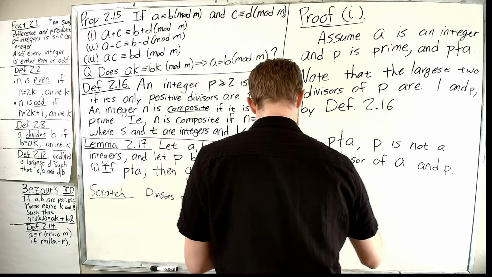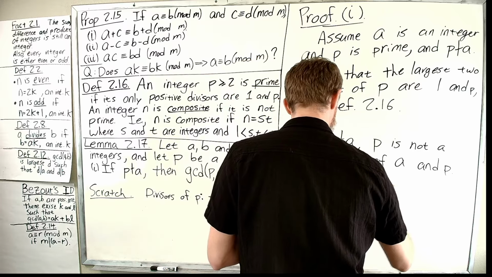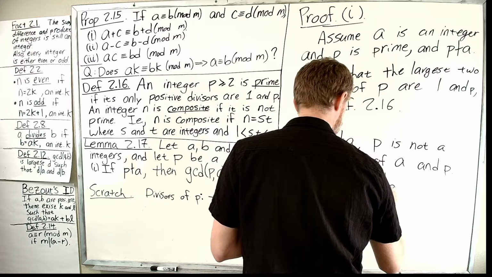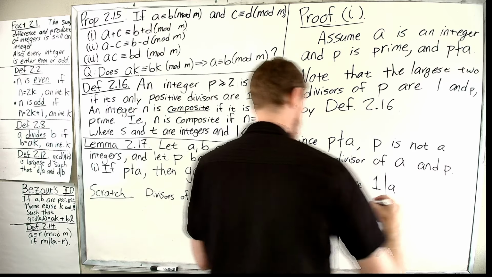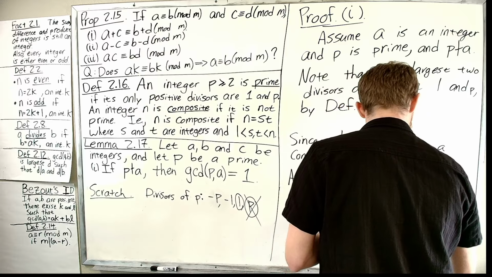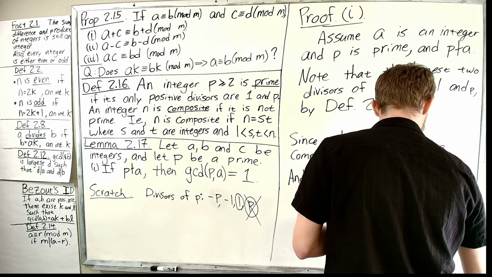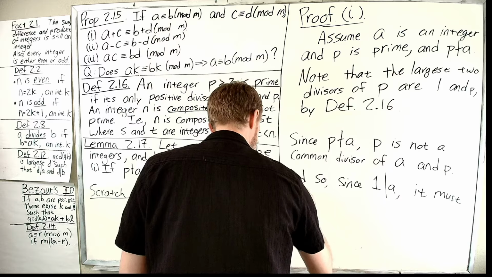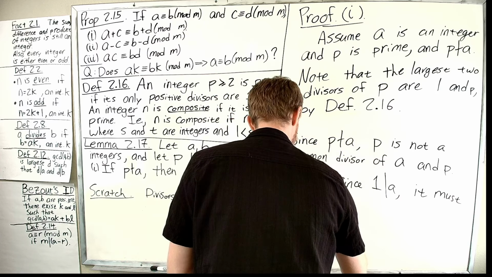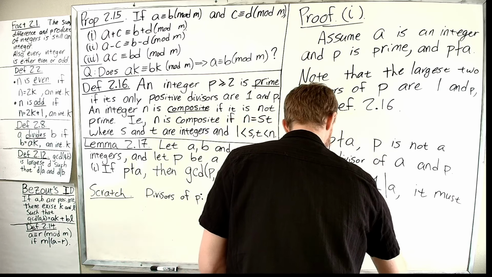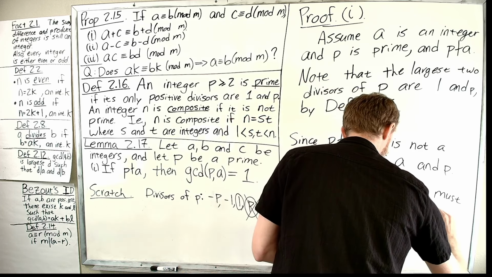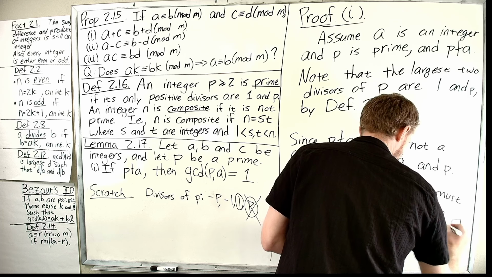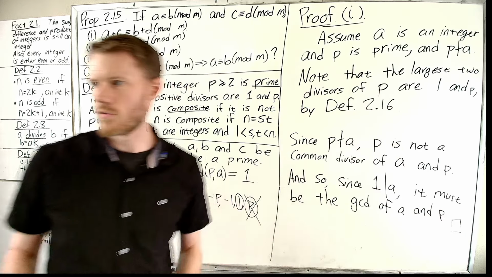And so, since 1 does divide a, and we've already denoted it divides p, that answer 1 must be the GCD of a and p. Okay, end of proof box.